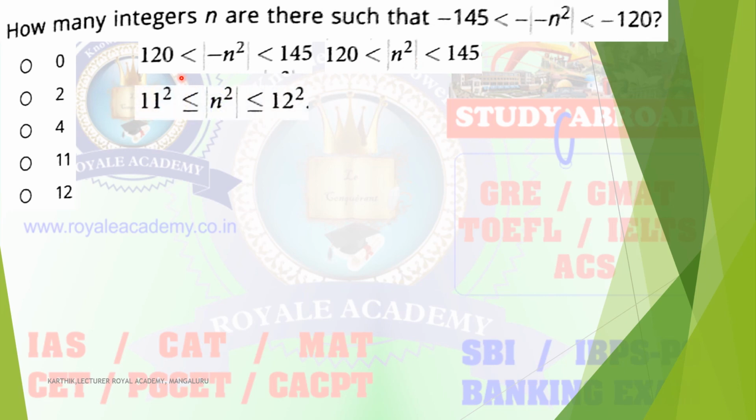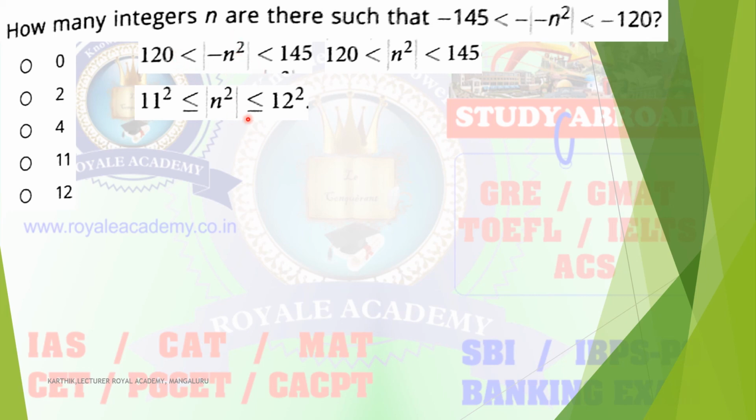So first I will calculate. Here they are asking how many integers you have to determine, how many integers there are in between 145 and 120. Integer is nothing but 11 is one of the integers, 12 is one of the integers. Likewise, how many integers can you observe? So that is what is asked. Here they are not asking the value of n. Okay, number of integer values.